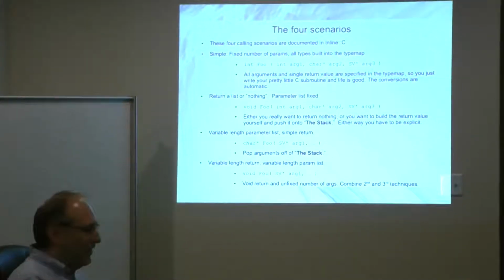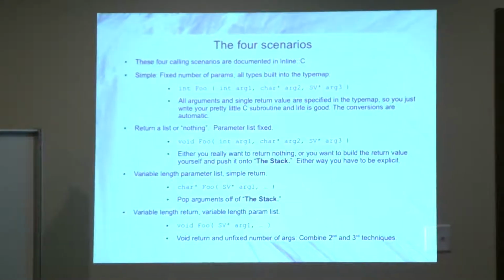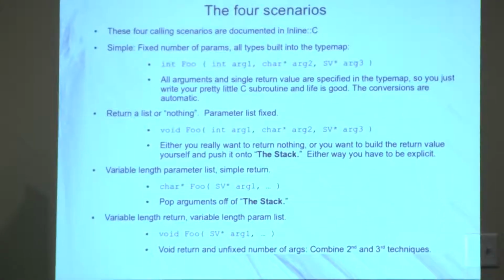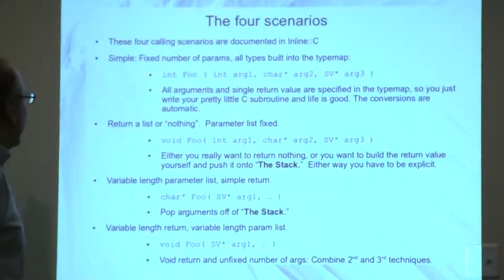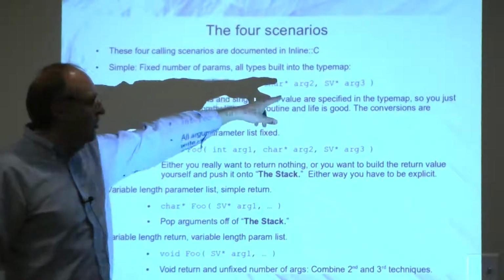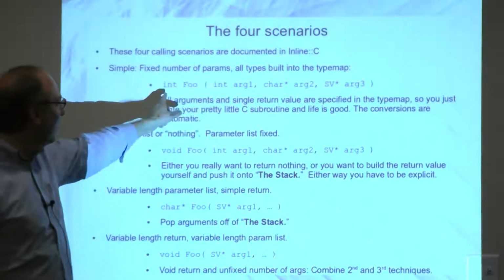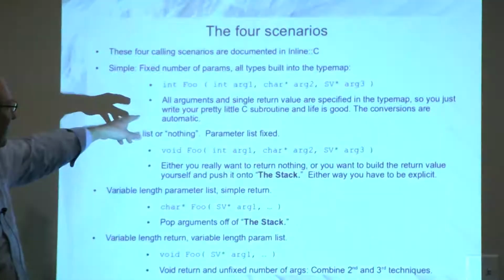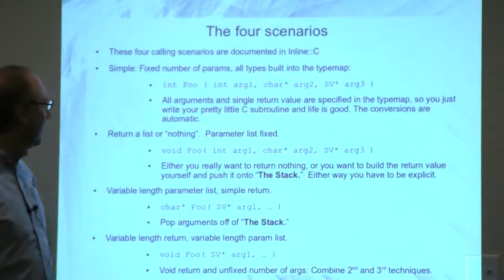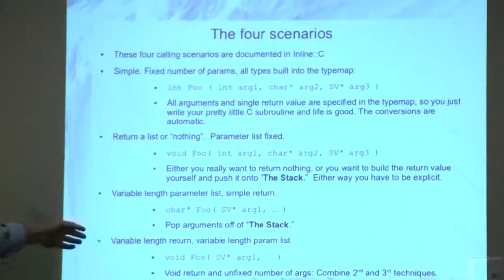Okay, so there are 4 calling scenarios. If you think through how things work, the simplest one is a known number of parameters and a return type, all of which have type maps available for them. That's the simple case. All arguments and a single return value are specified in the type map, so you just write your pretty little C subroutine and life is good. Your C subroutine will bind to Perl XS and you're running C within Perl.